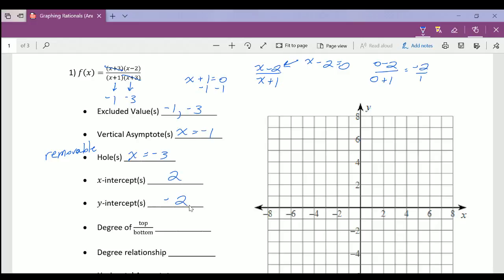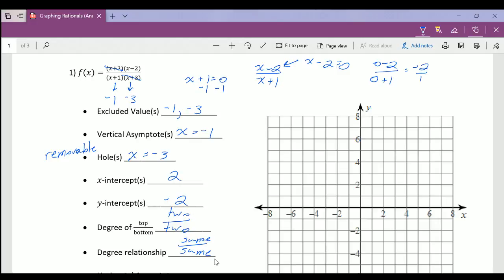Degree of the top and the bottom. These next three are going to be all the pieces for finding a horizontal asymptote. The degree of the top, if we were to multiply this out, you've got an x times an x. That's going to be x squared, or a degree of 2. The bottom, same deal. x times x, that's going to become x squared. It's also a degree of 2. So the degree relationship, we can say that the top is the same as the bottom. They are the same as each other.